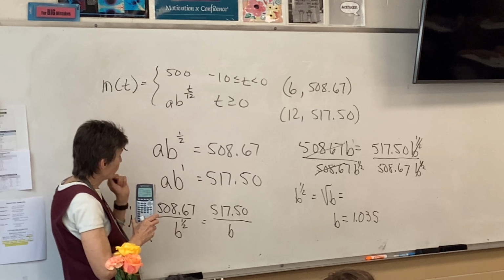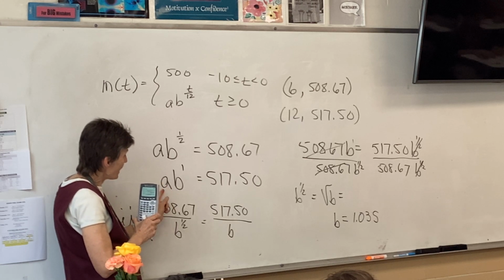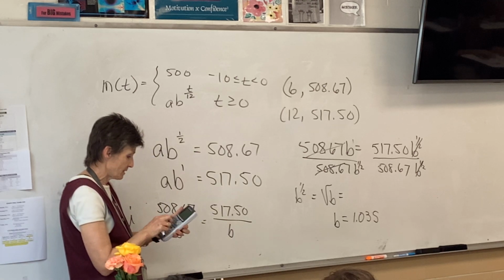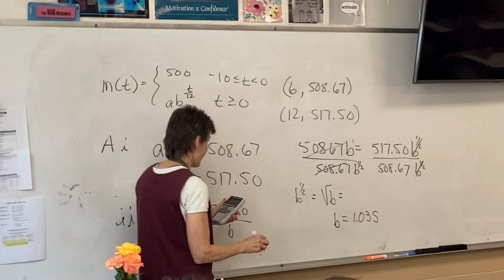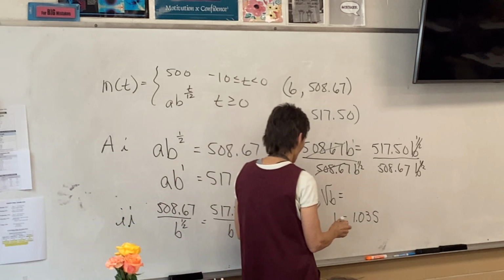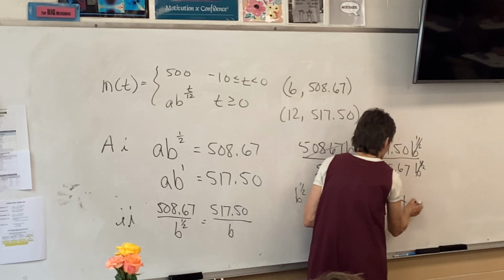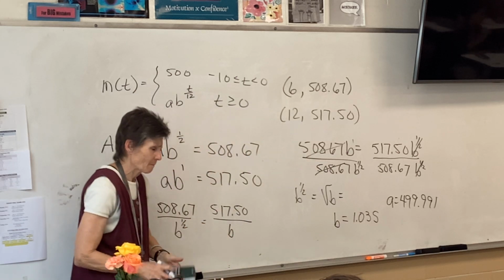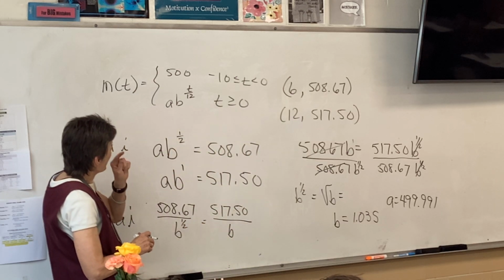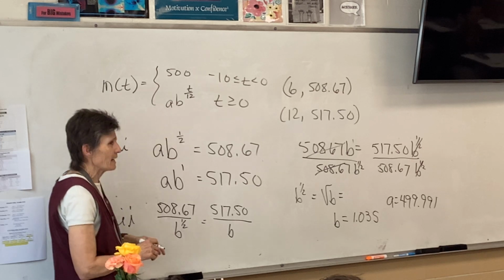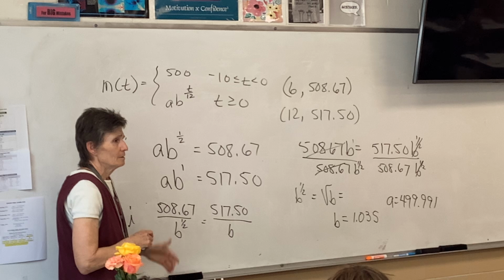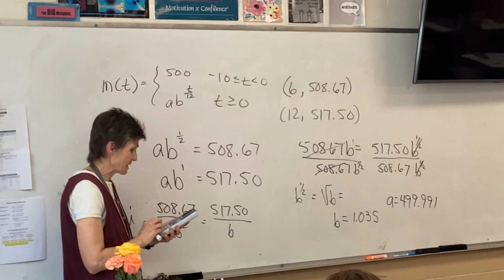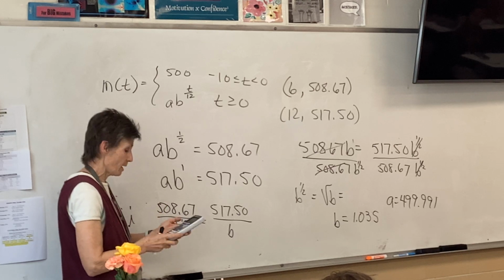And then, once I know what b is, a is 517.50 divided by it. So 517.50 divided by that. Did you get 499.991? Just logically, what should that a be, do you think? Should be 500. I'm trying to figure out, why do I have round off there like that? Because I didn't round anything off. Oh, I know why.